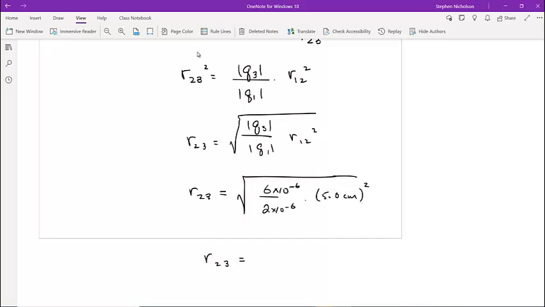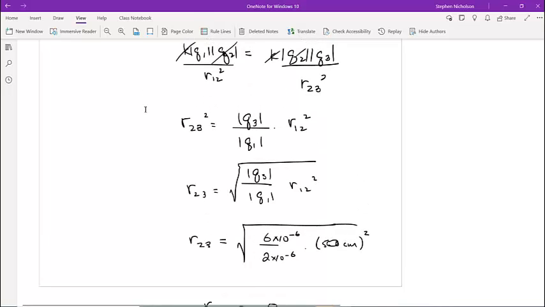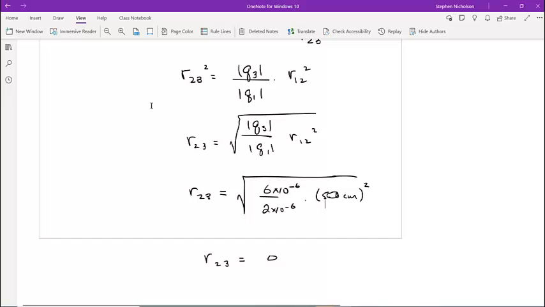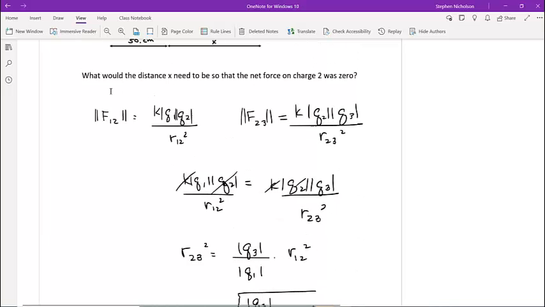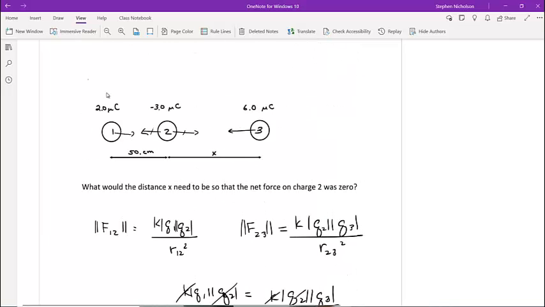And so R23 is going to be, oh, this is 50, not 5, right? 50 centimeters. Okay, so let's try that again. Square root of 6 divided by 2, which is 3, times 50 squared, and we get 86.6, so we'll say 87 centimeters. So that's the answer. X equals 87 centimeters.